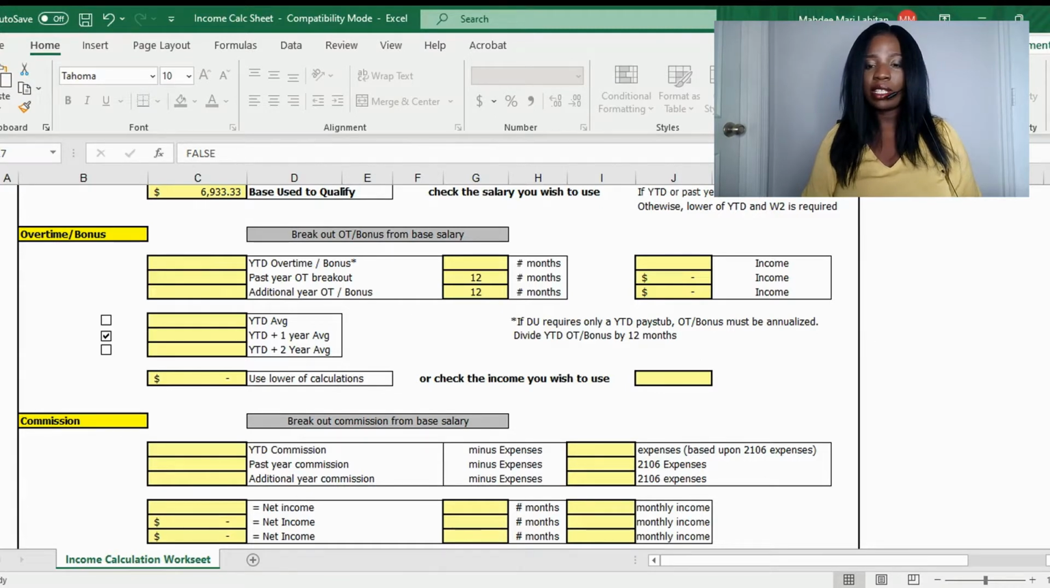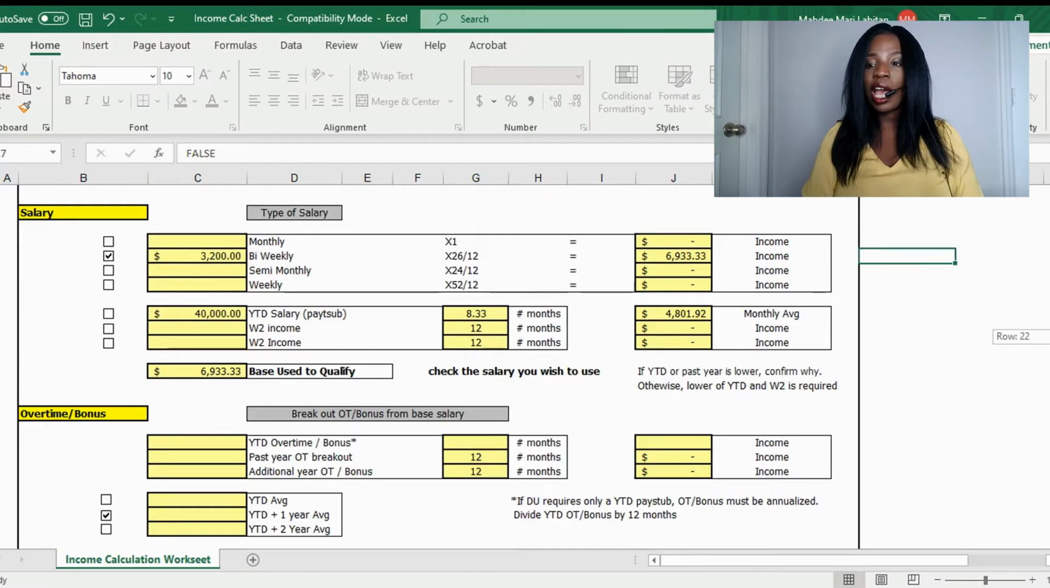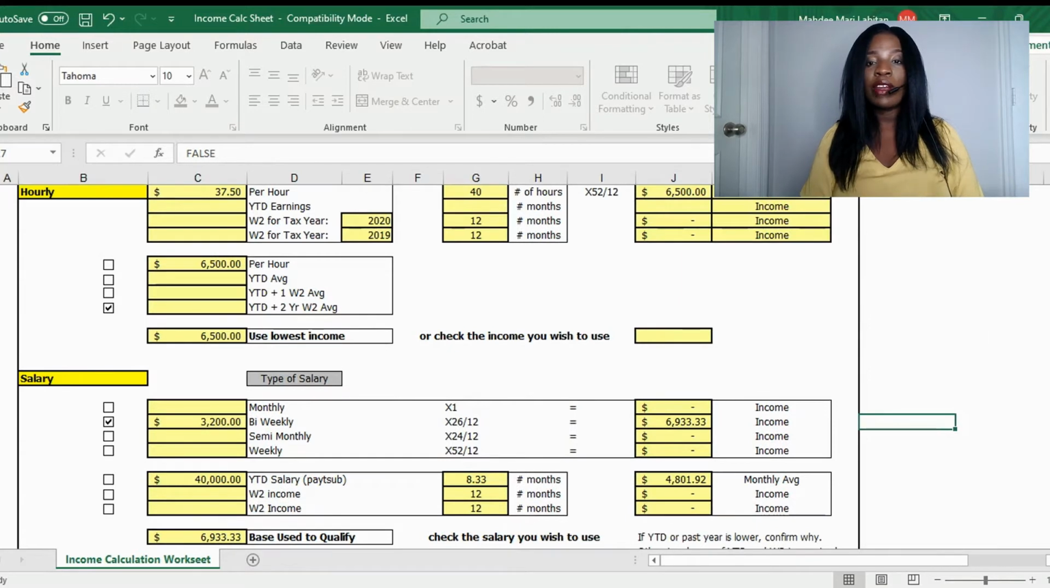I don't have an example for that right now as far as overtime or bonus or commission is concerned. However, if this is information that you would like to see, just let me know in the comment section. I'll be sure to do more videos. I'm also going to create a video about calculating Schedule C income and maybe some rental income also.